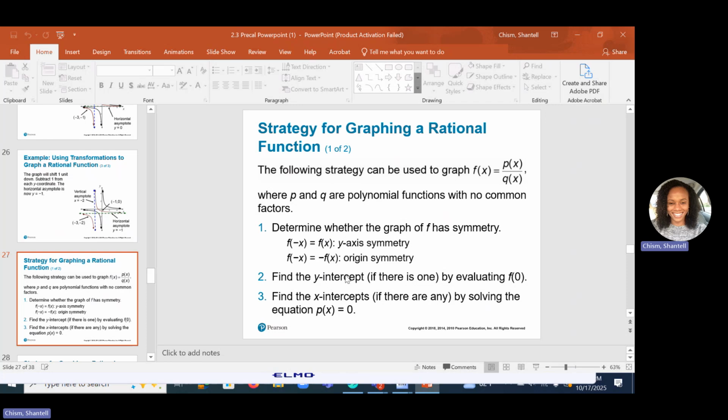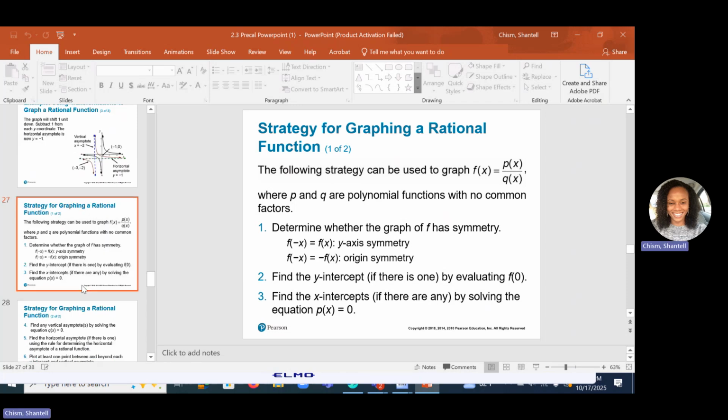Then we'll also look at finding the y-intercept, if there is one. Sometimes there isn't. And we'll do that by evaluating the function at 0. Remember, the y-intercept is when you let x be 0. So we would evaluate the function by letting x be 0, f at 0. We'll find the x-intercepts. That would be where we take the top, p of x, the numerator, and we place it equal to 0 to solve. Okay, that will give us our x-intercepts.